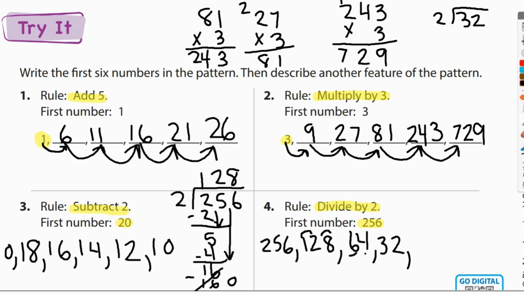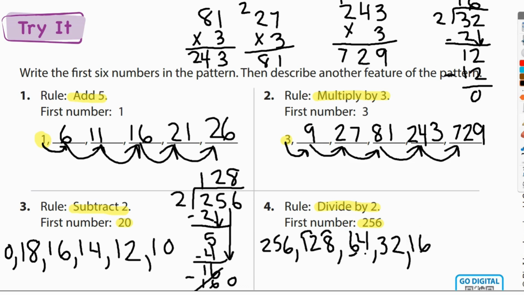How many times does 2 fit into 3? How many 2's can I get into a 3? I can only get 1. 1 times 2 is 2, minus this. 3 minus 2 is 1. Bring down that 2. 12. 12 divided by 2 is 6. That means that 6 times 2 is 12. Minus that, I get no remainder. My next number is 16.